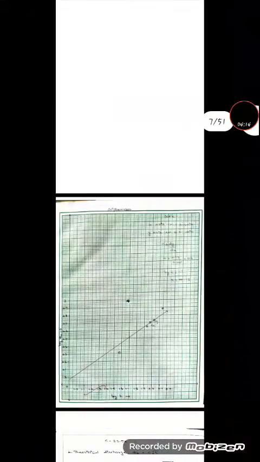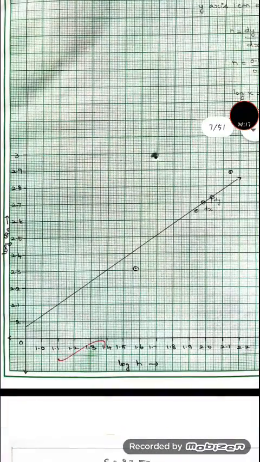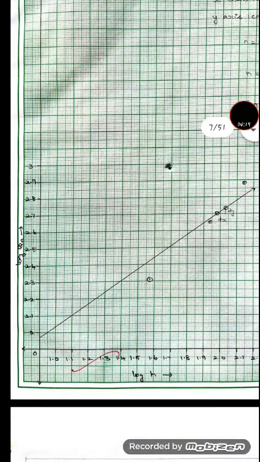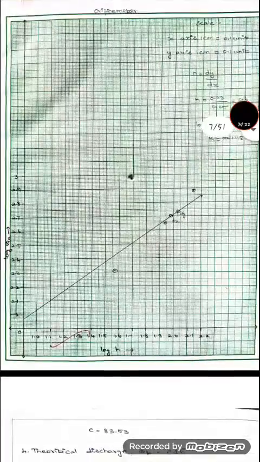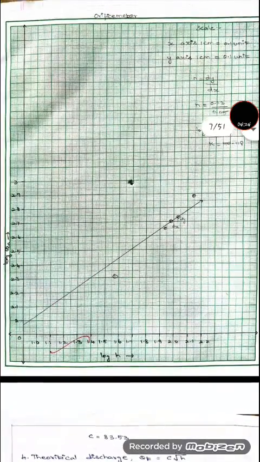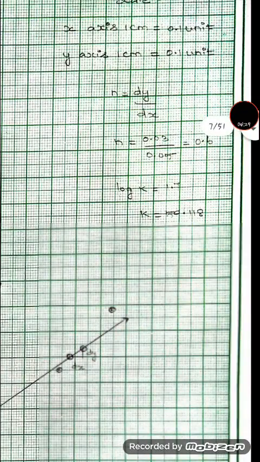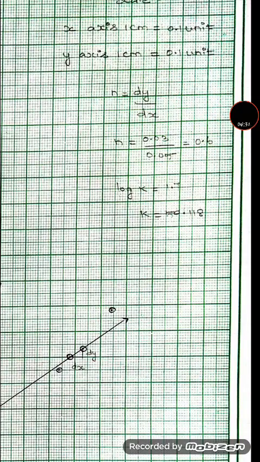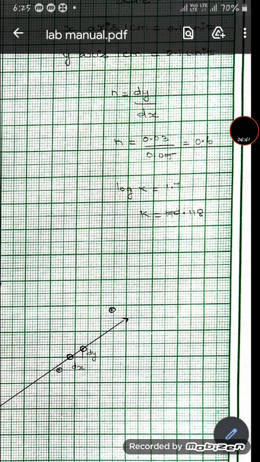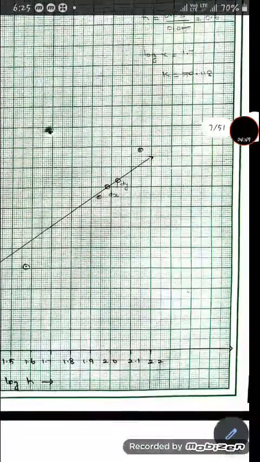Then a graph has to be drawn between log H and log actual discharge. The points are plotted, then the line which connects the maximum points is drawn, and the n value, the slope of this line, is calculated by dy by dx, that is the vertical divided by the horizontal. From that we take log k as 1.7. From this we calculate the k value by taking the antilog of that value.